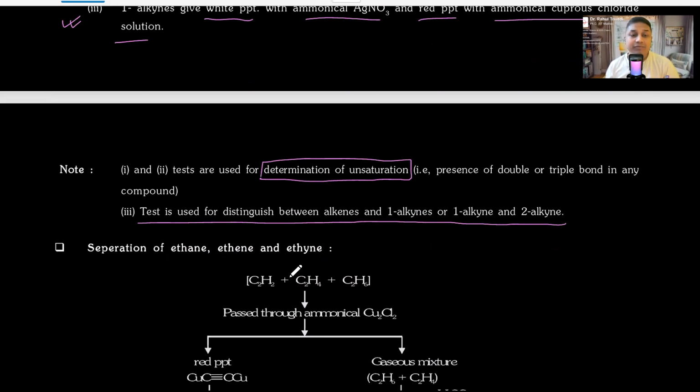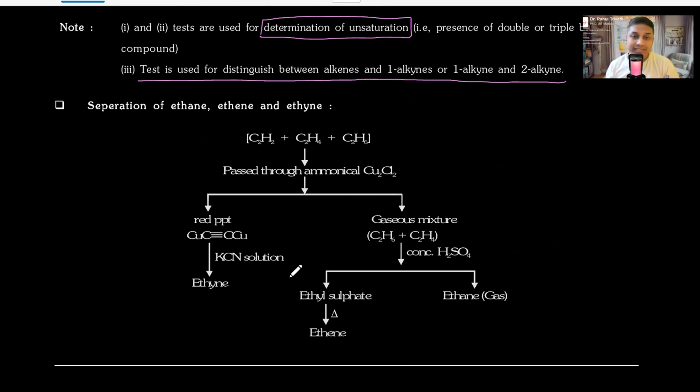Sometimes, let's say they give you a test tube filled with ethane, ethene, and ethyne. How do you separate them? First thing first, pass them through ammoniacal cuprous chloride solution. What will happen? You will have a red precipitate of cuprous acetylide formation. Once copper acetylide forms, expose it to potassium cyanide, CuCN will form, and you will have ethyne separated.